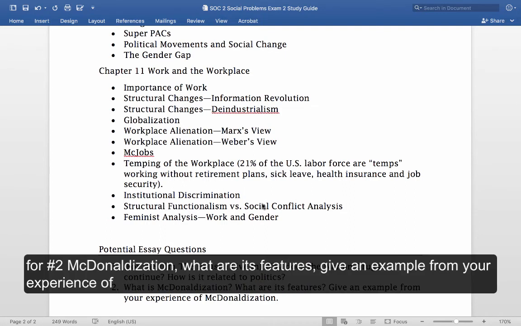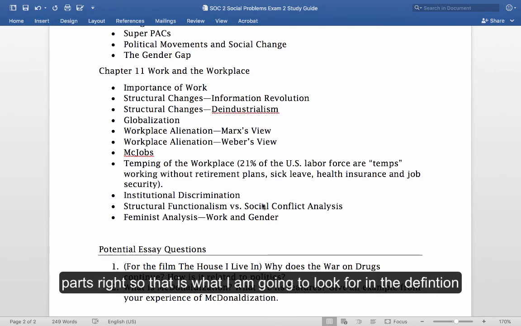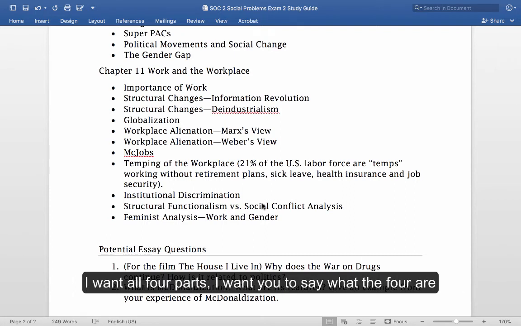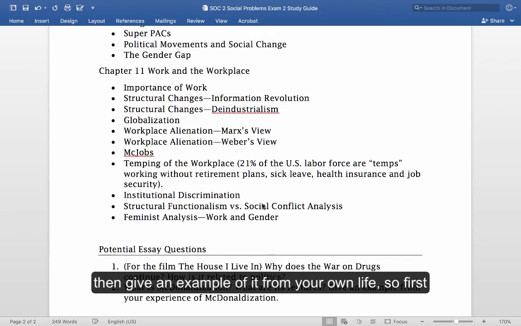Okay, so for number two, McDonaldization, what are its features? Give an example from your experience of McDonaldization. Remember, it's got those four parts, right? So that's what I'm going to look for. In the definition, I want all four parts. I want you to say what the four are, and what their features are is the second part. So you can't just say simply efficiency, calculability, predictability, control. You're going to have to say what are its features, like how does it work, explain how it works. And then give an example of it from your own life.